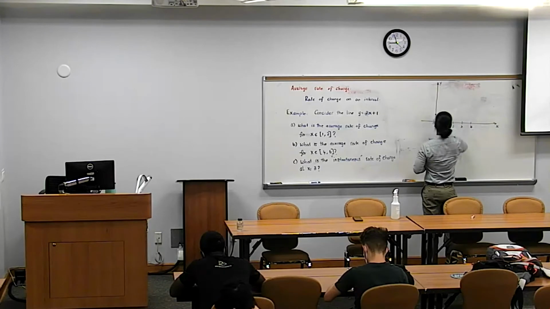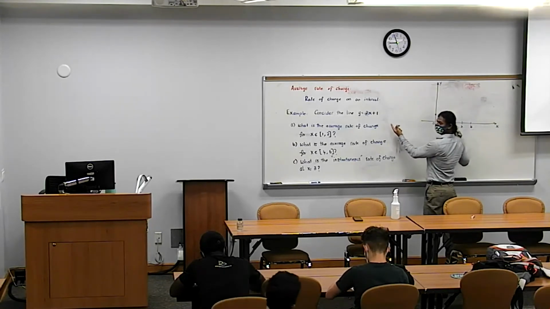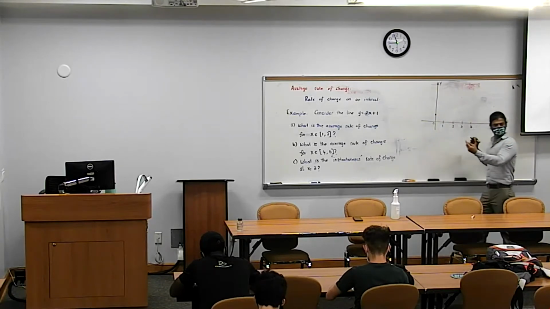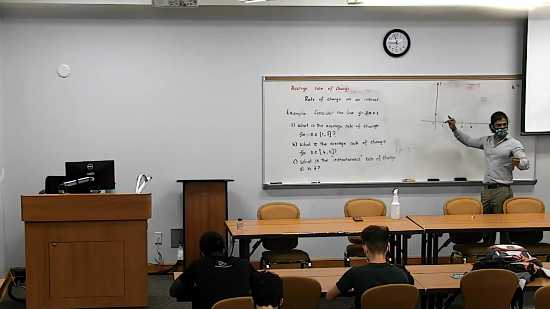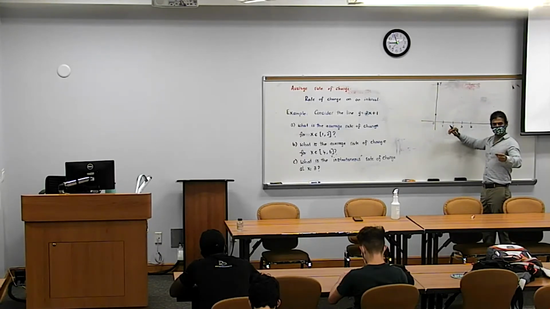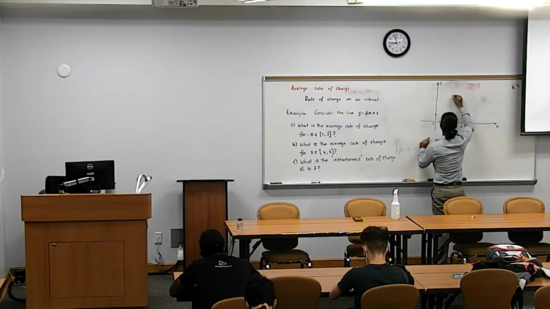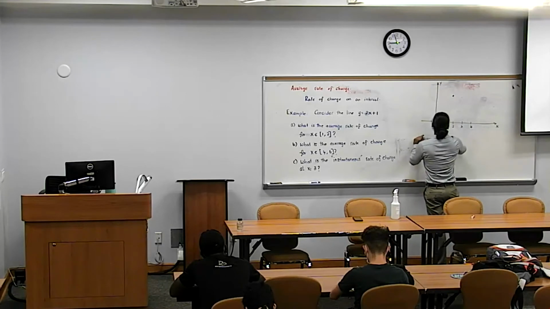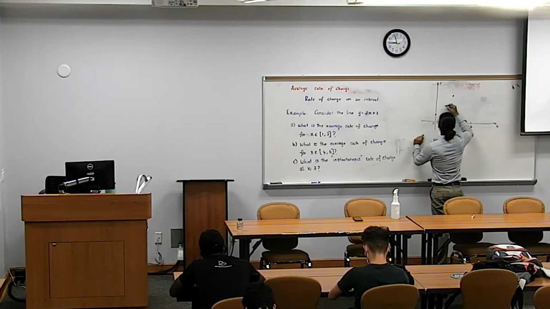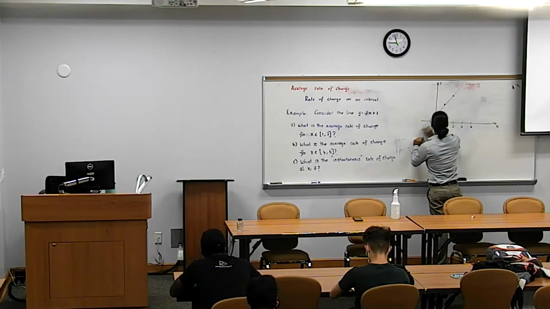What should it look like if you graph this? What should the graph look like? So it's a straight line. Great.